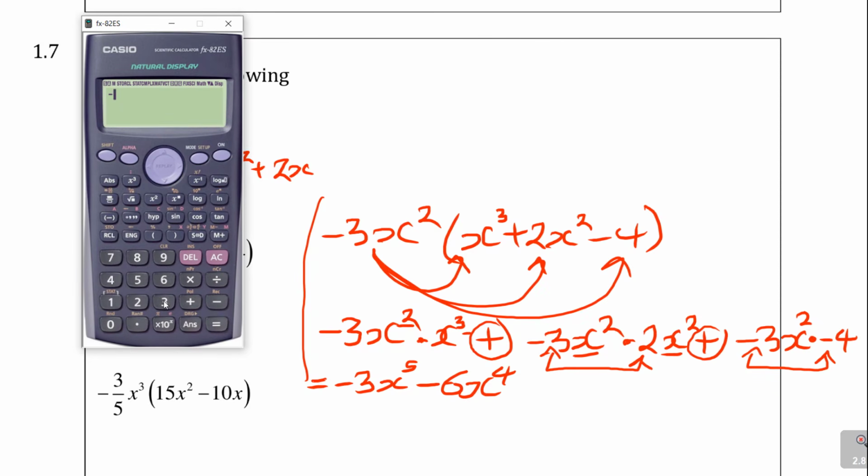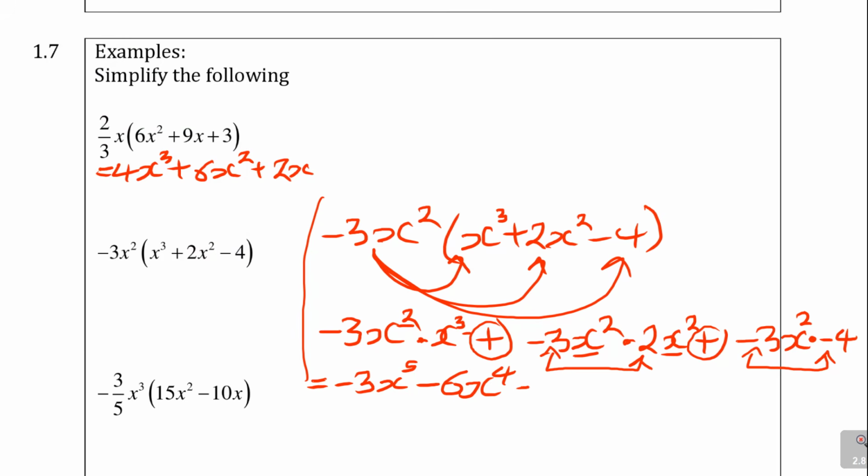So it's negative 3 times negative 4. It's a positive 12. See? But you maintain that positive 12. Now there is only x squared. Then it becomes the answer there. There it is. So it's negative 3x to the power of 5 minus 6x to the power of 4 plus 12x squared.